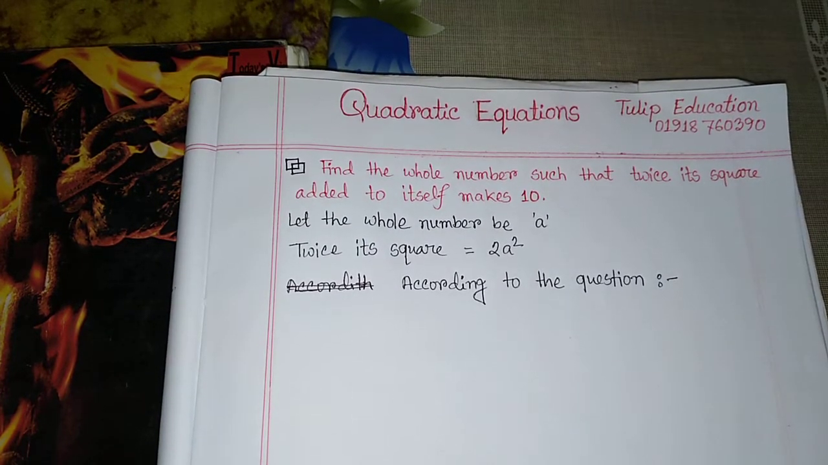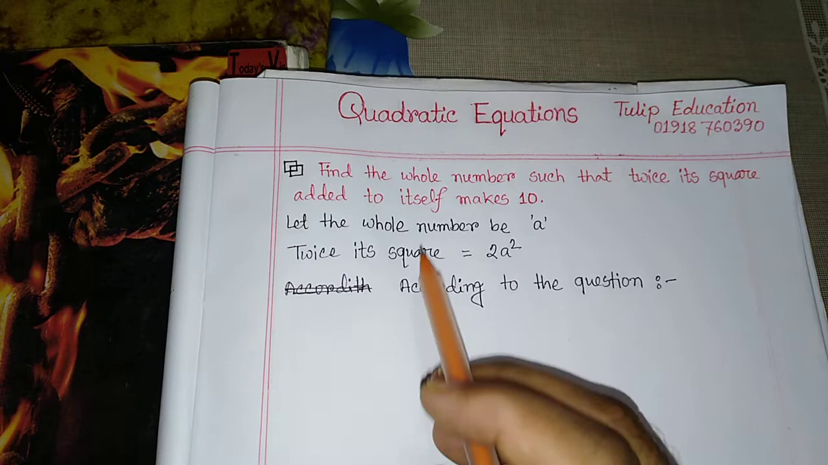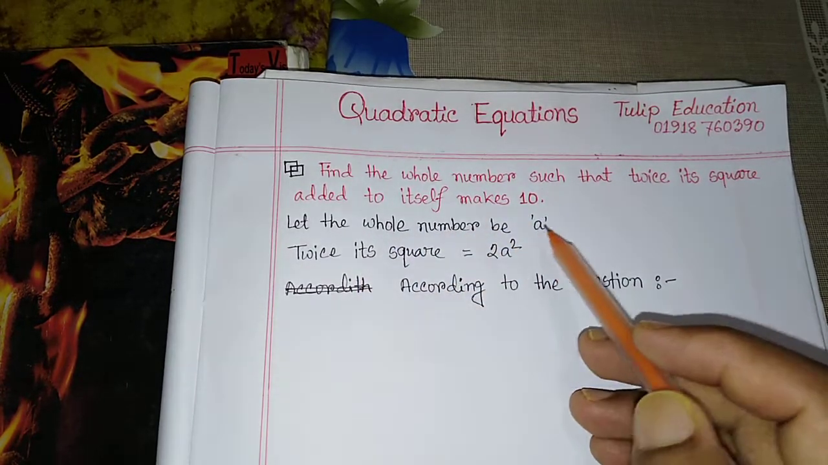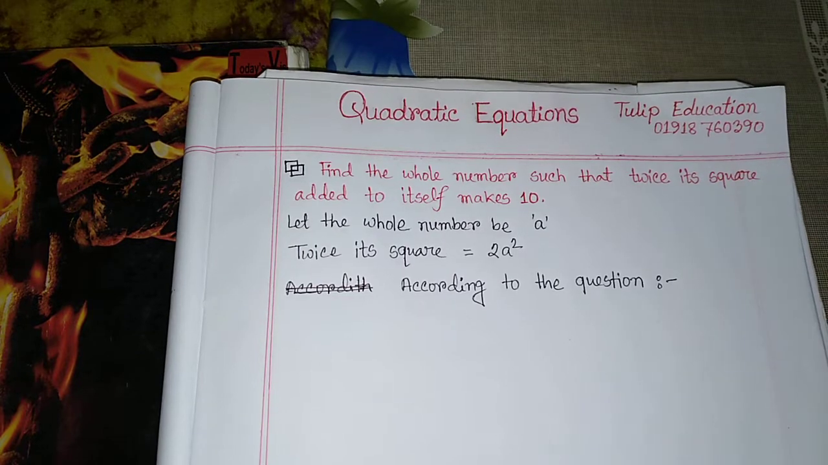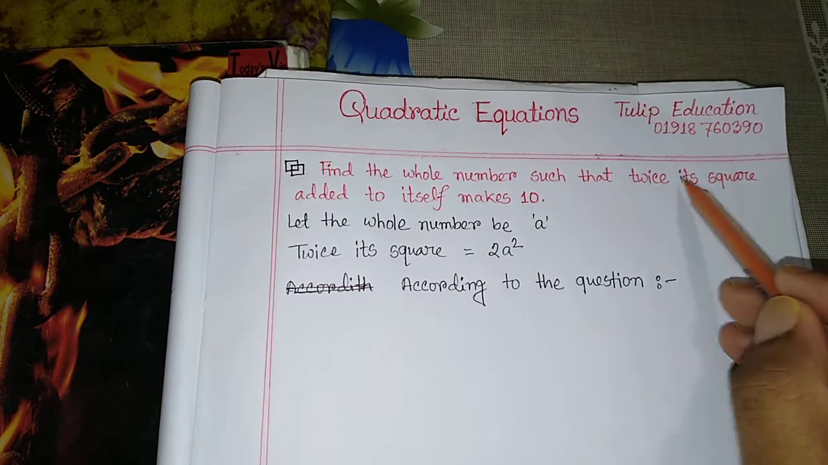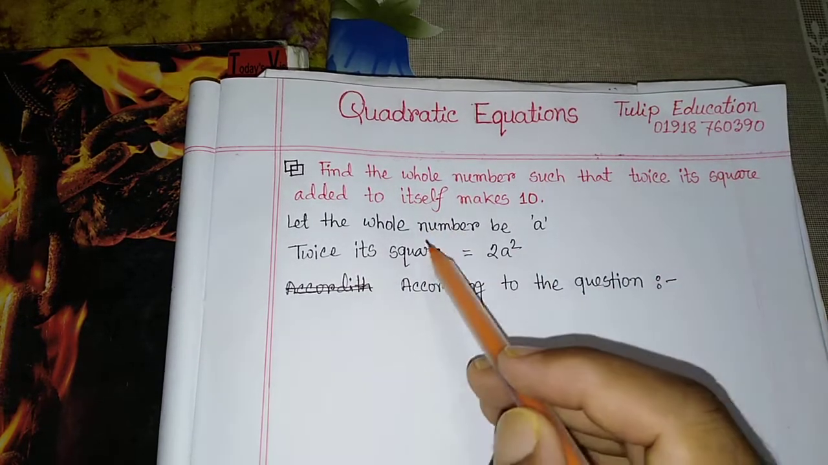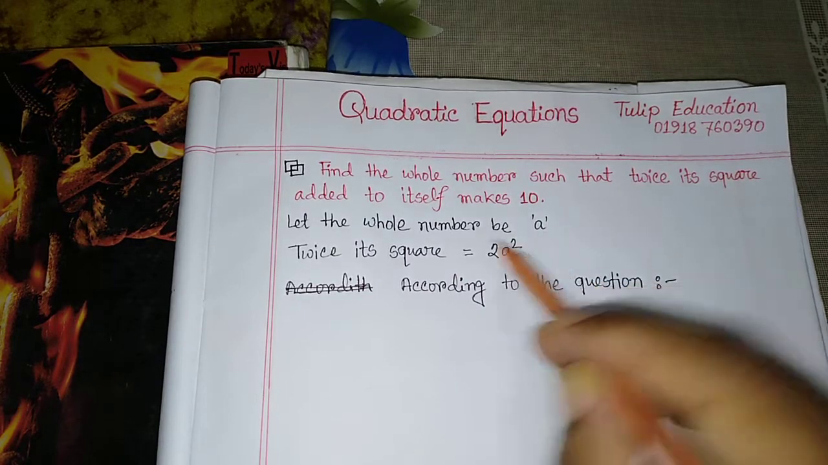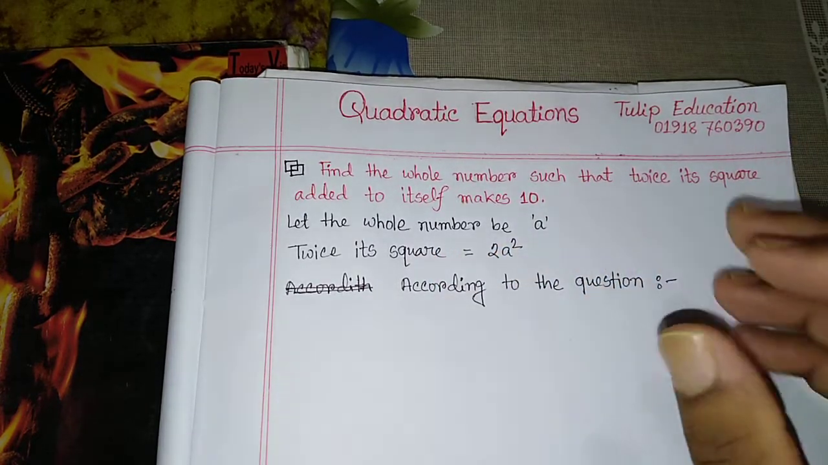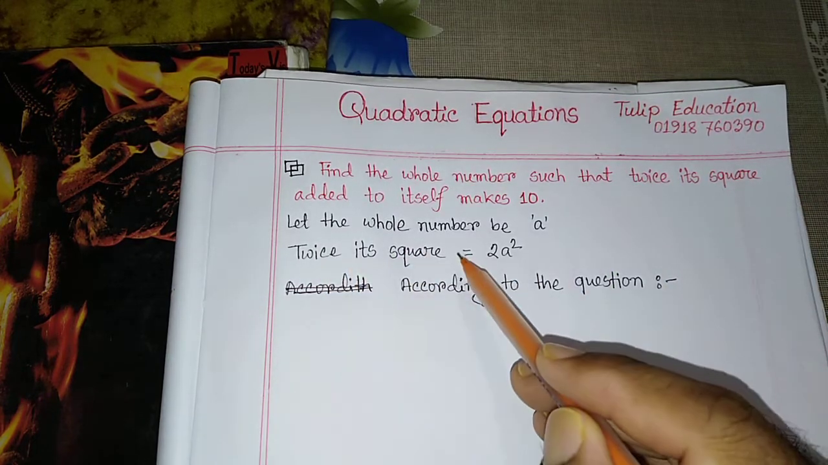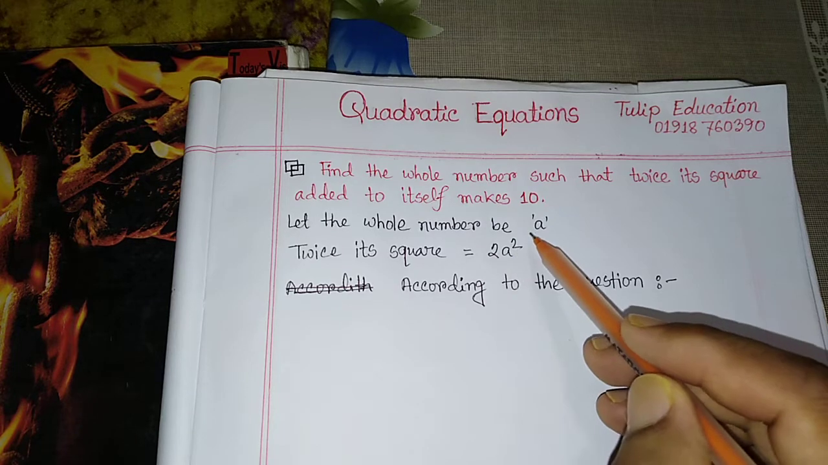First of all, we have to imagine a whole number, and it may be A or X or any alphabet. Okay, now if we follow the question, here it is written twice its square. That means twice its square. Its square means A square, and twice means to multiply with A square. That means we can write twice its square equal to 2A square.